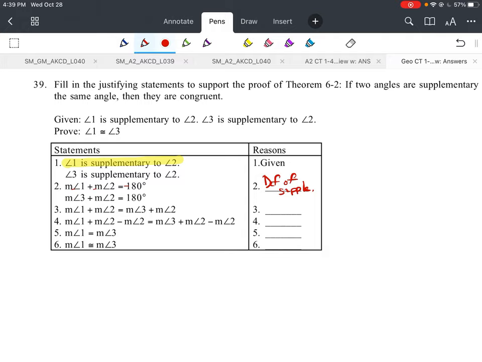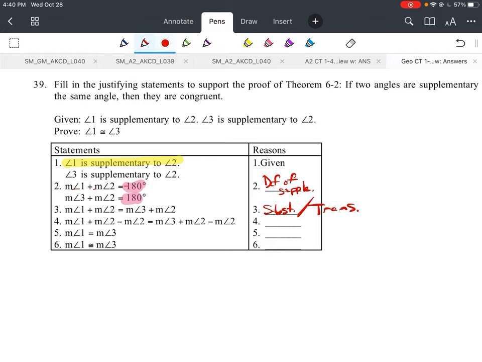All right, the third one, what do they do on that one? Angles one and two are equal to three and two. Well, look at that here. It says this one's equal to 180 and this one's equal to 180, so therefore they're equal to each other. Now for this one, I would accept the substitution, or you could use the transitive property. Okay, substitution or transitive property.